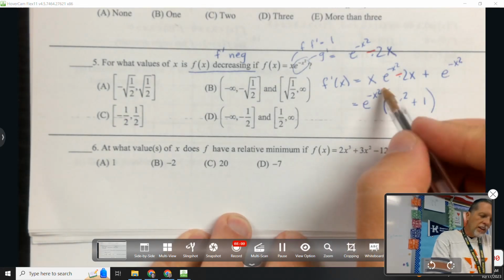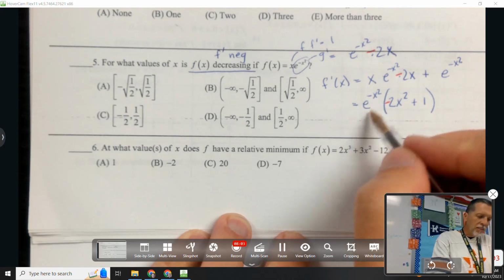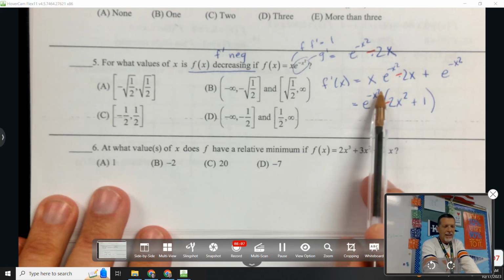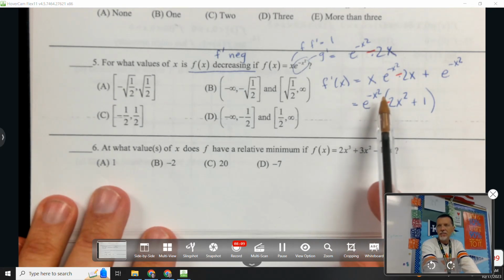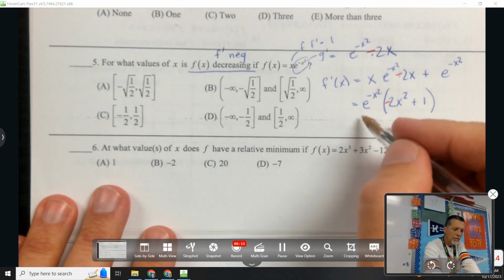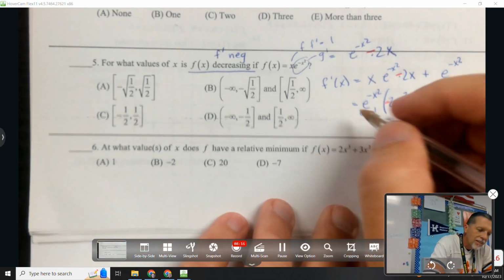Yeah. Okay, e to the negative x squared. E to something is never going to be negative, so I don't have to worry about that. Right? Like negative x squared, that's weird. E to the negative x squared, that's weird. But e to some power is always positive, so I don't have to worry about it.